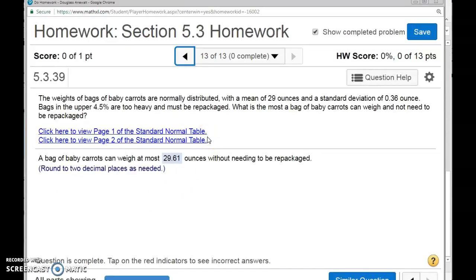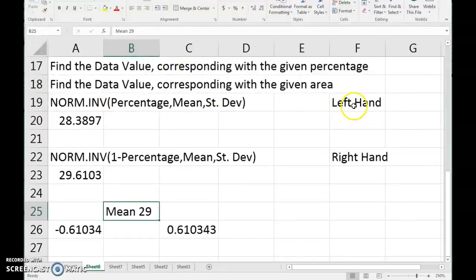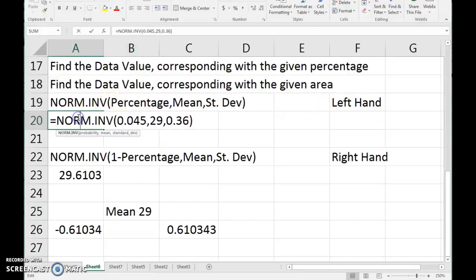And then to wrap up this video, I want to just point out that if we were trying to find the weight of bags such that only 4.5% of bags weigh less than this weight, so the light is 4.5%, we would use our left hand formula because we're doing a less than or to the left of, and we could just type in 4.5% directly.